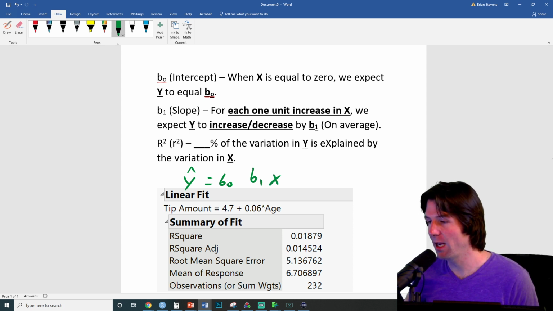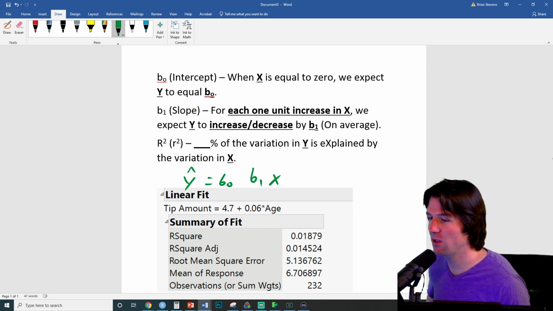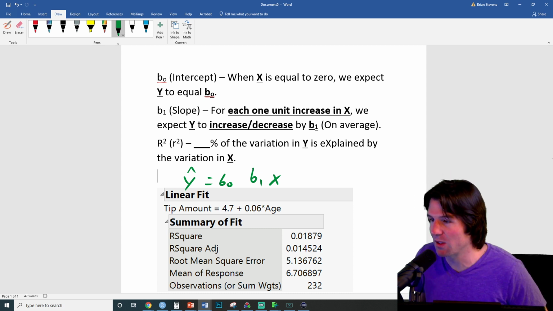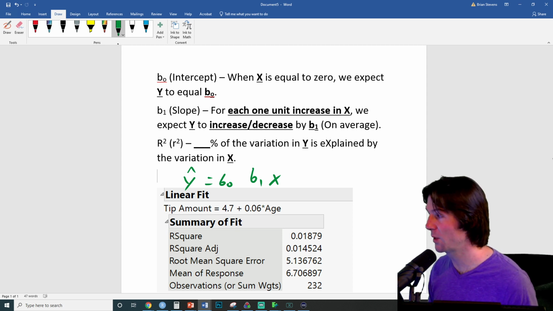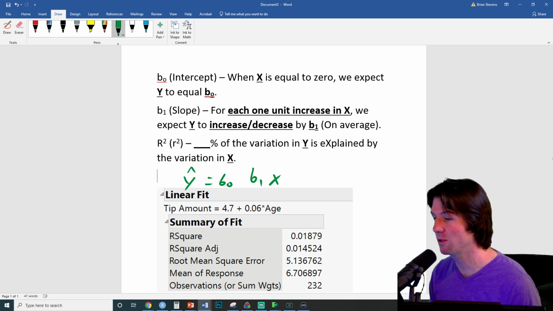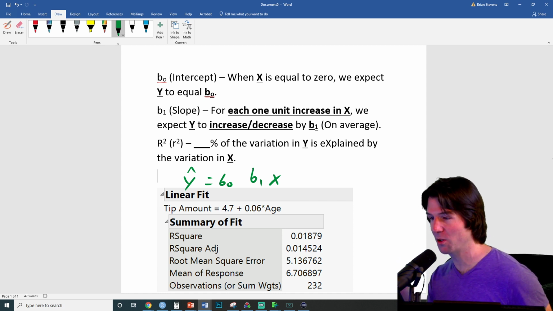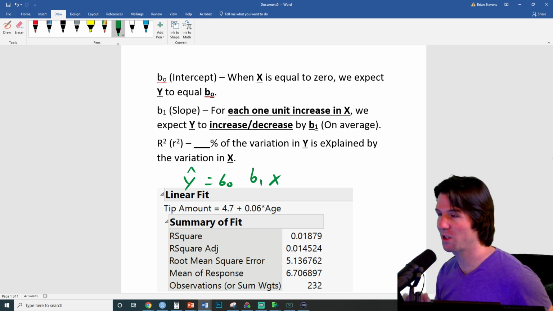So when age is equal to 0, nice job, Zulon. When age is equal to 0, we expect tip amount to be 4.7. Zulon gets 100 points because you did the full interpretation and you did what a lot of people forget to do. People are saying 4.7. That is correct. That is the intercept. But Zulon, I know I'm breaking the rules here. We rarely break the rules, but you got it. That was a perfect interpretation right there.